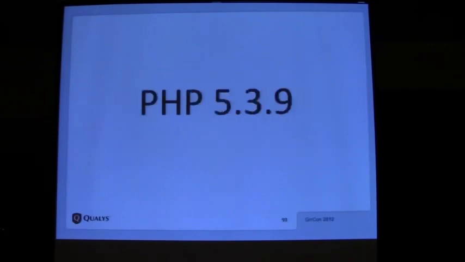A very good example of this is PHP 5.3.9. It was released in January 2012 to fix the hash collision denial of service vulnerability. Does anyone have any idea what a hash collision denial of service vulnerability is? No. Okay. It was a very popular vulnerability, and it affected many web servers.